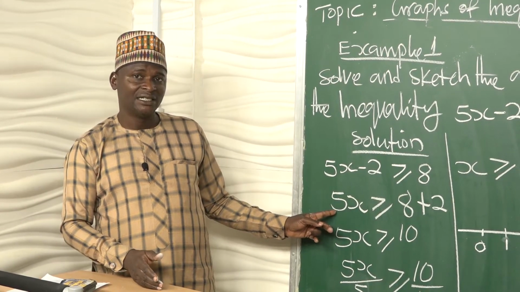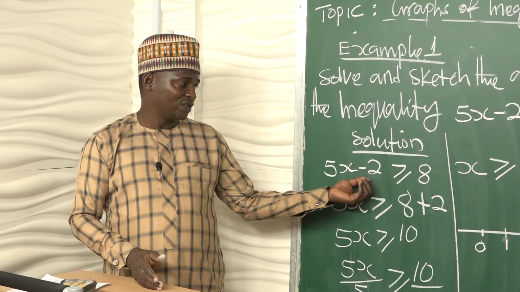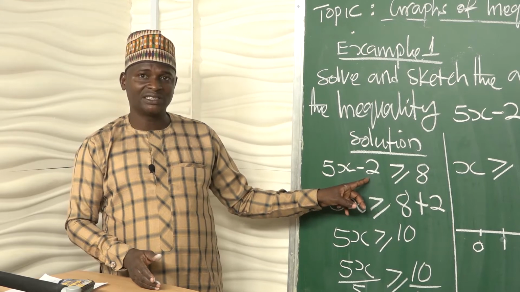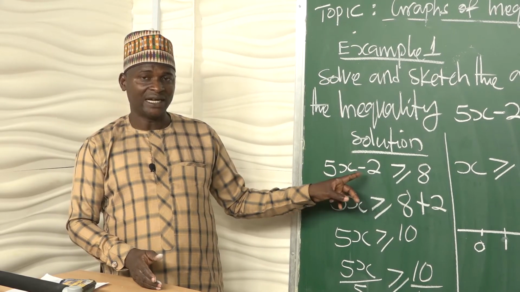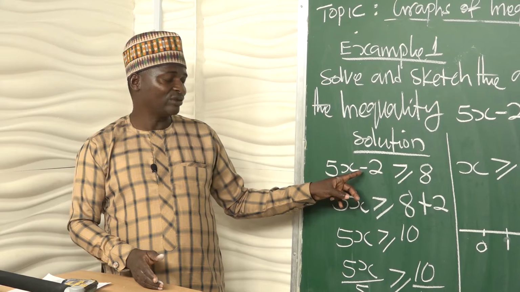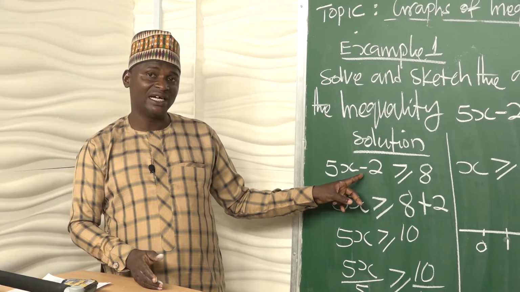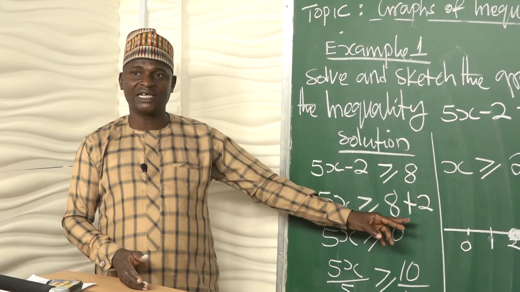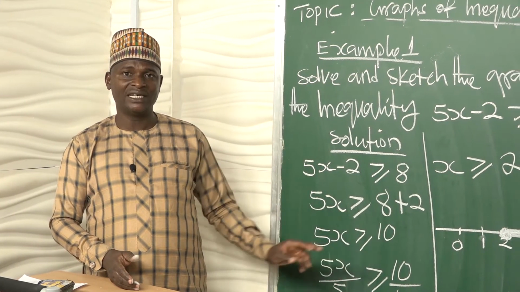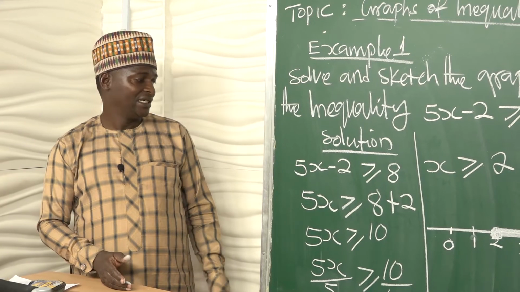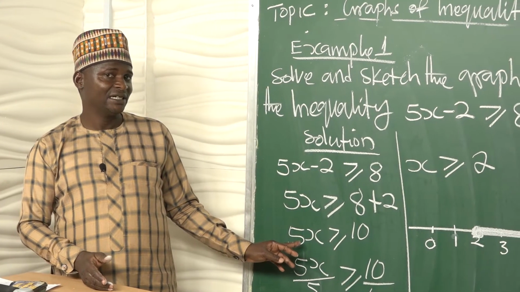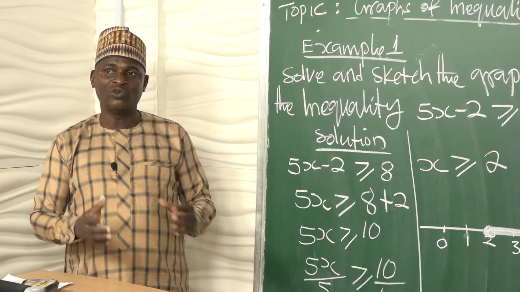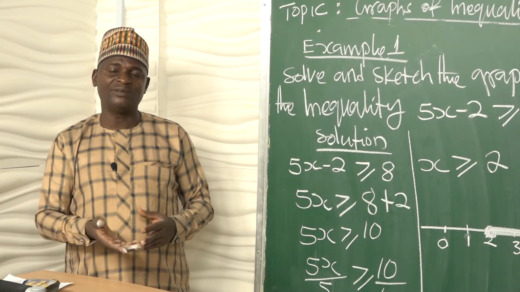5x, we have discussed how to get the additive inverse of a given number. The additive inverse of minus 2 is plus 2, meaning that you add 2 to both sides. So when 2 is added to both sides, now we have 10 on the right hand side. Now 5x greater than or equal to 10, again we look for the multiplicative inverse.